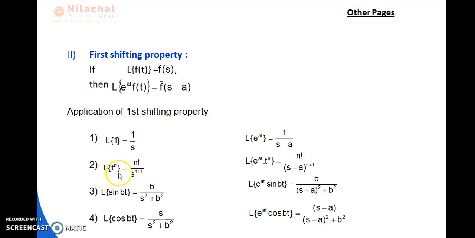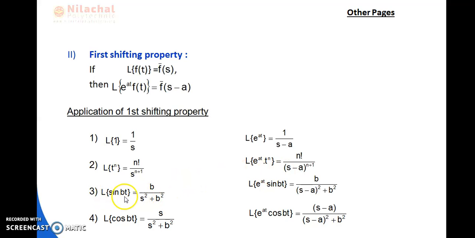Similarly, Laplace of t to the power n, as we know from the Laplace transform formulas, equals n factorial by s to the power n plus 1. If that function is multiplied with e to the power at, then this s will be changed to s minus a. So you can see here, e to the power at into t to the power n equals n factorial by s minus a whole to the power n plus 1. Means s can be written as s minus a. Only this is the difference.